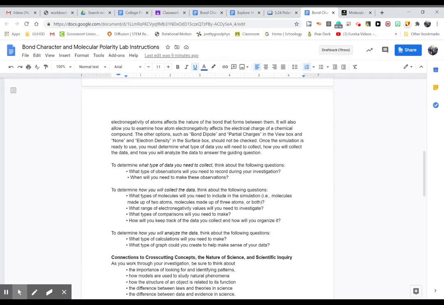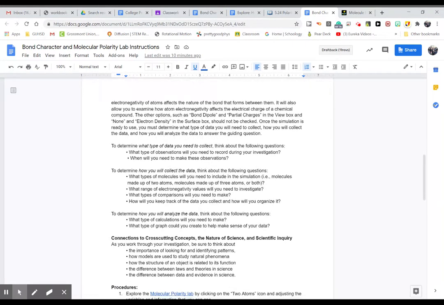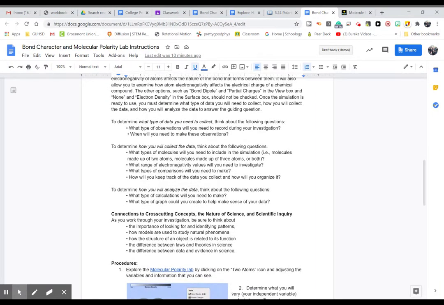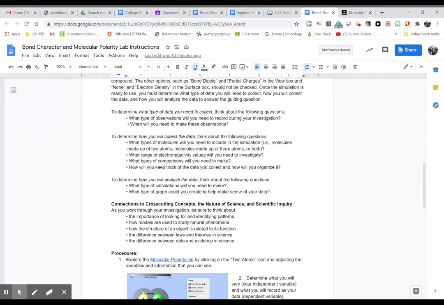And that actually goes into how you will analyze your data. But you're also going to look at what types of molecules are you going to need in the simulation. So you can do 2 atoms, you could do 3 atoms, or you could look at both. What will your range and electronegativity values need to be? What are the types of comparisons that you're going to need to make, and how will you keep track of the data? That's the most important thing when you're designing your own experiment. You're really trying to see how are you going to keep track of the data, and what's your independent variable going to be, and what's your dependent variable going to be.